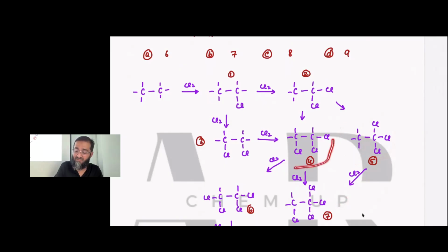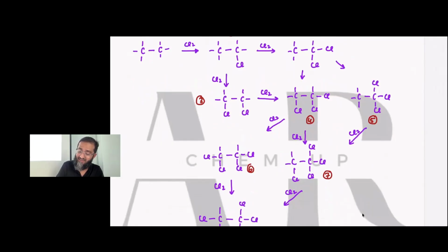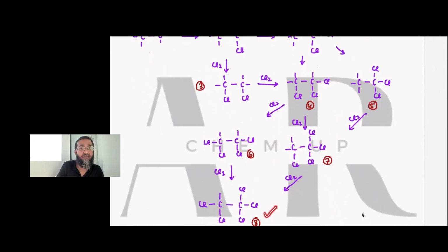But when you look at the 4th one, it is also going to form this, but it also forms this one as well, isn't it? So we have the 6th and 7th product till here. Now, when the 7th goes to the next chlorination, it will form the 8th product.